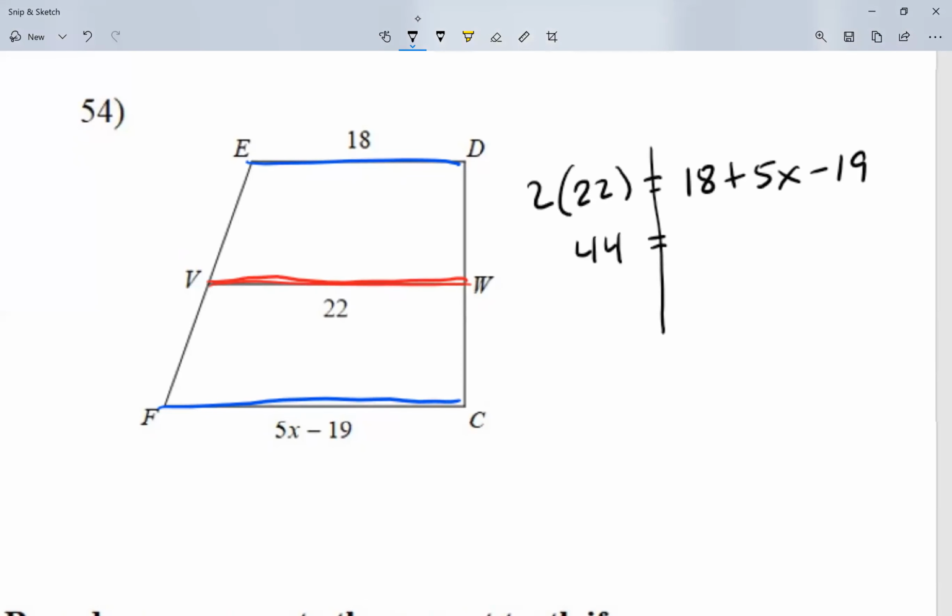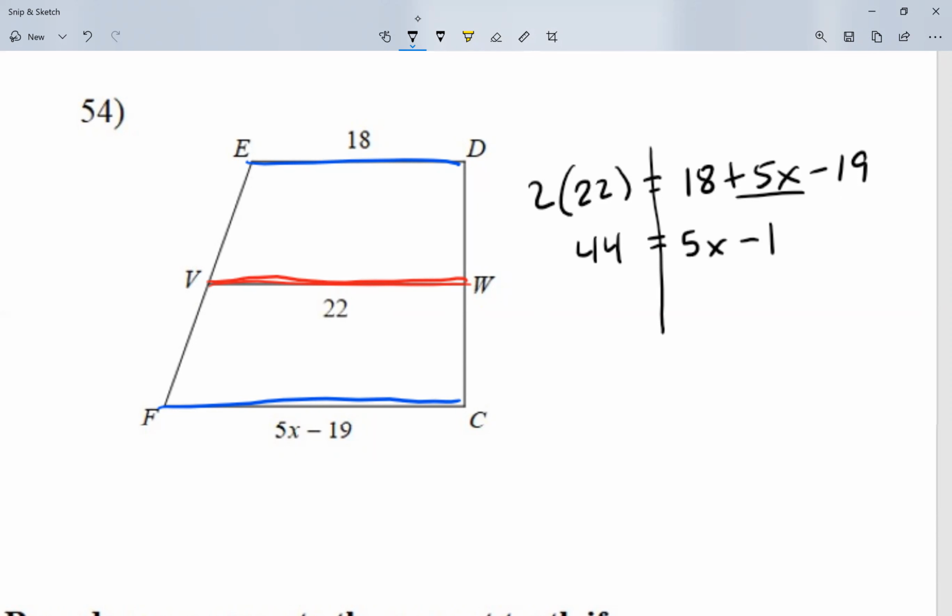On the right side, I cannot combine them all, but at least I can combine some. When it comes to letters, I only have a positive 5x. When it comes to just numbers, I have 18 minus 19. So let me call that minus 1 or a negative 1, however you guys want to call it. Okay, so I have 44 is equal to 5x minus 1.